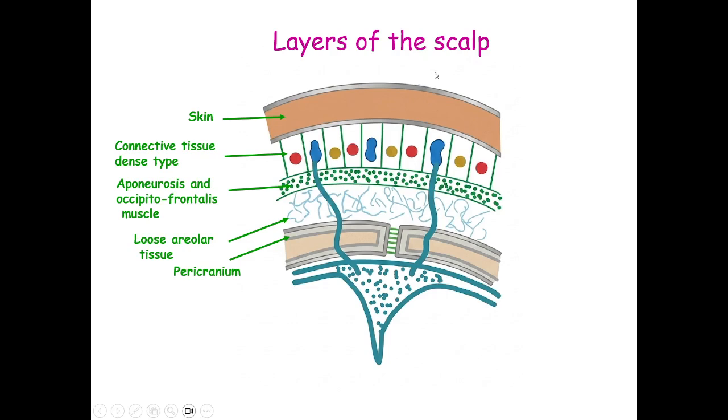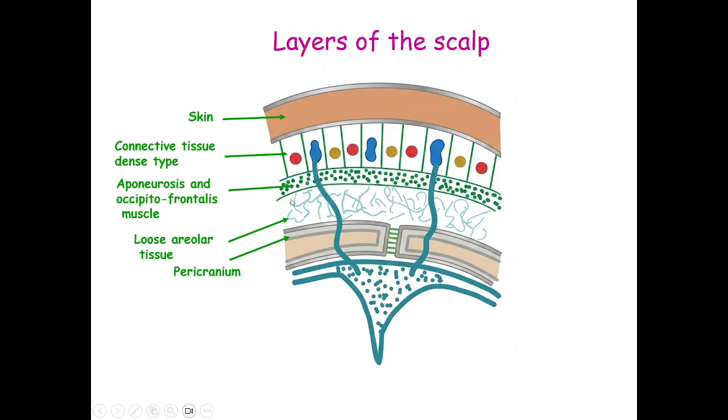Now we'll see the layers of the scalp. The S stands for skin, C will stand for connective tissue, which is dense type of connective tissue. A will stand for aponeurosis and flat muscle called as occipitofrontalis muscle. So this green color represents the aponeurosis here.